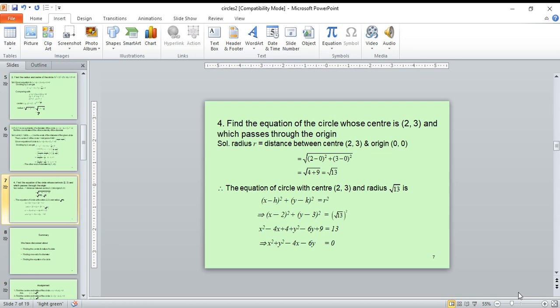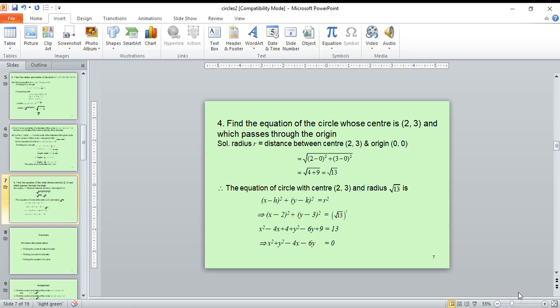Okay. The distance between two points is under root of x2 minus x1 whole square plus y2 minus y1 whole square. Here x2 equal to 2, x1 equal to 0, y2 equal to 3, y1 equal to 0. Under root of 2 minus 0 whole square plus 3 minus 0 whole square, that equals under root of 2 square plus 3 square, which is under root of 4 plus 9, under root of 13. Therefore, radius is equal to root 13.